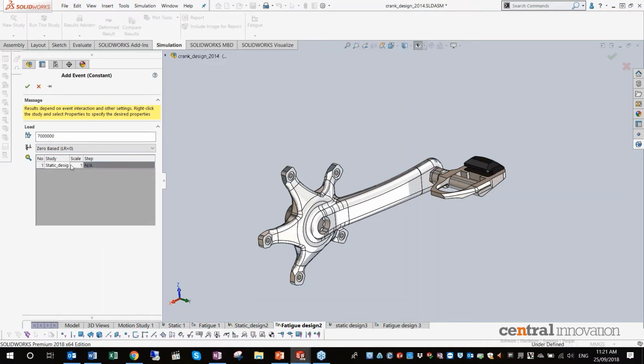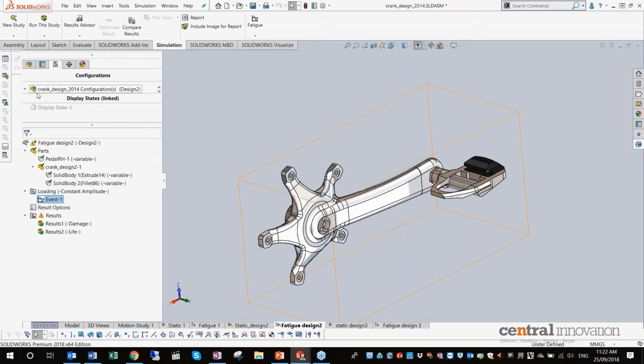But this time, for the study, I'm using the static design number 2, the static study appropriate for this configuration. So I'm basically saying I want to apply 7 million cycles of that specific load and that specific stress for this specific configuration, and I want to know what happens. Let's have a look at the damage results.